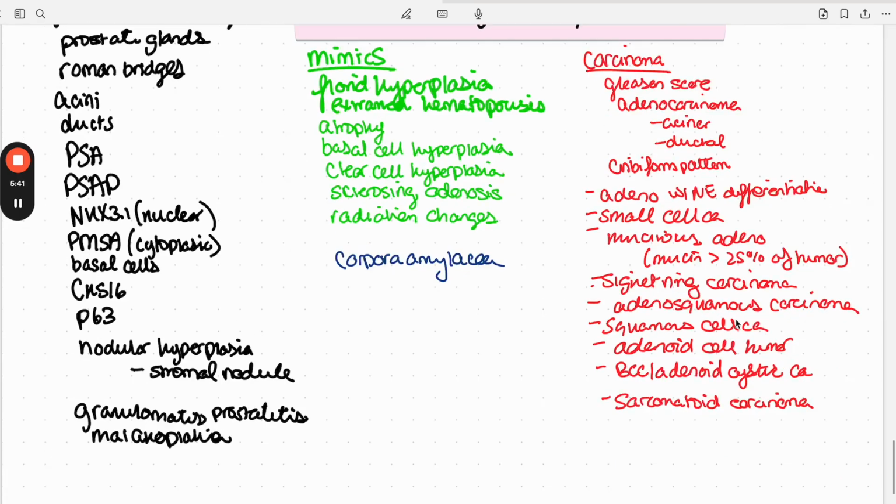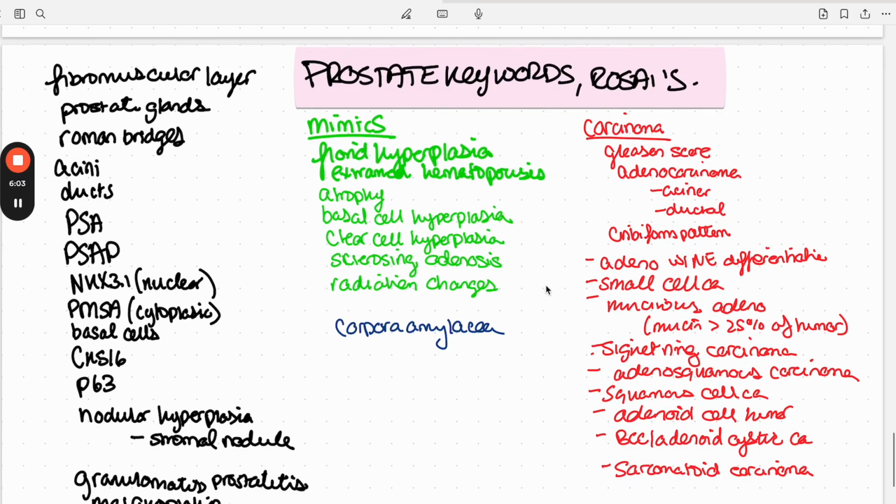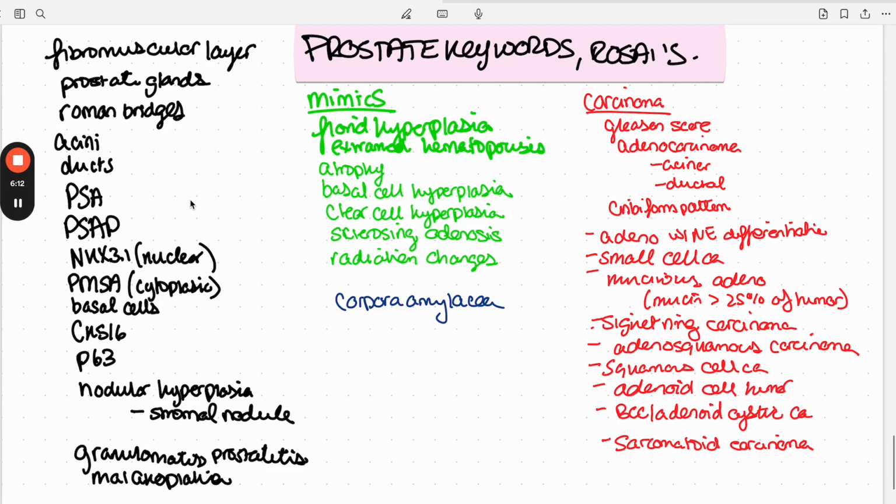Just as a quick other thing too, when I was going through the slides, there are definitely some mimickers that you can have for prostate, and that includes florid hyperplasia, atrophy, basal cell hyperplasia, clear cell hyperplasia, sclerosing adenosis, radiation changes, and then also extramedullary hematopoiesis. You can also have different types of carcinomas, which I didn't discuss in great detail, but there's a bunch listed here, and I won't go through all of those, but there are other ones that you should be aware of.